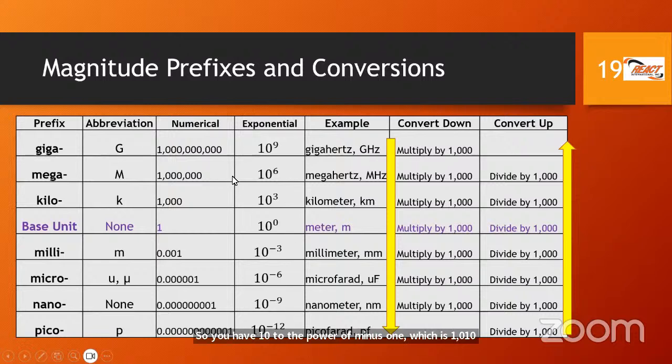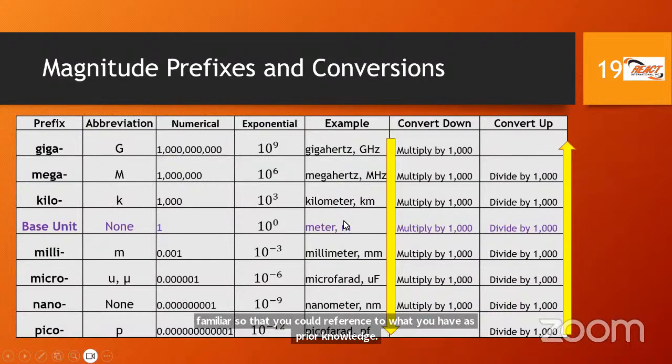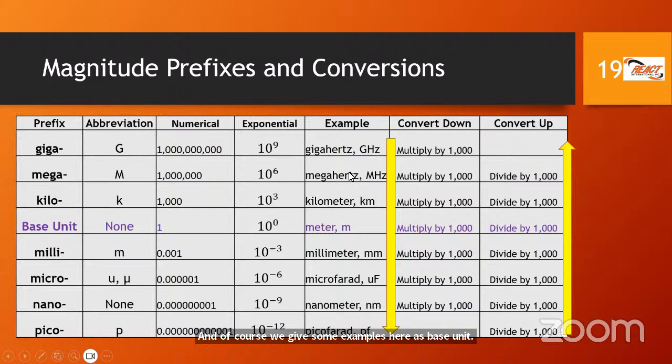So not necessarily to learn, but these are just references, in case you're familiar, so that you could reference what you have as prior knowledge. And of course, we gave some examples here. As base unit, we'll have the meter, we have the kilometer. And when we go with mega, as radio operators, we will be hearing a lot about megahertz and kilohertz and gigahertz when we talk about frequencies. And we'll see that we're probably already familiar with it, whether we knew it or not.